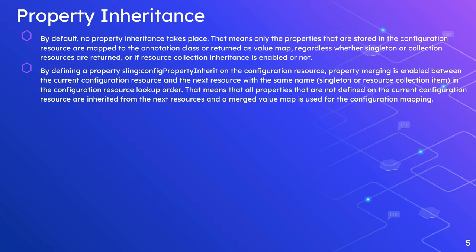So let's say in a current resource you have two values defined, but there is no value for the other two properties. What will happen is if this property is enabled, it will try to get it from the other resources with the same name, merge the result and send it.